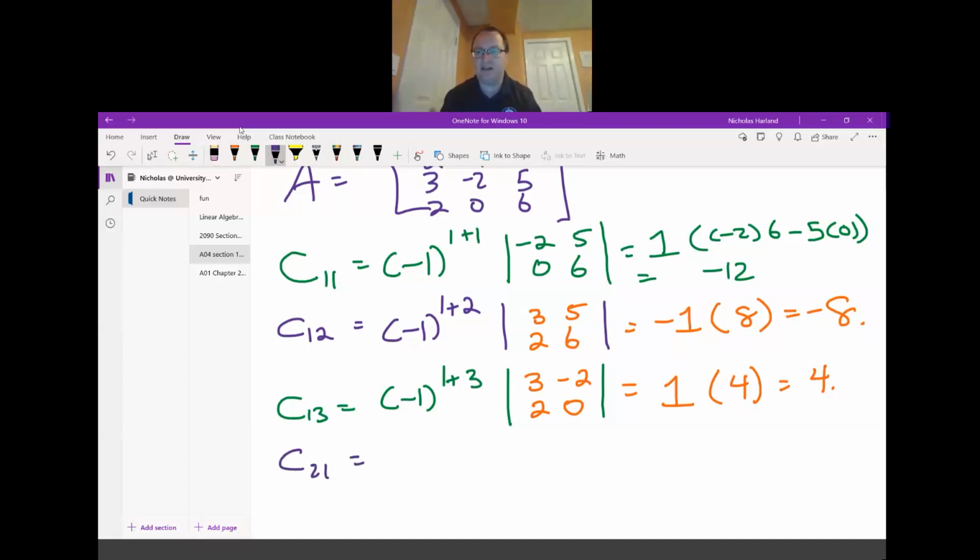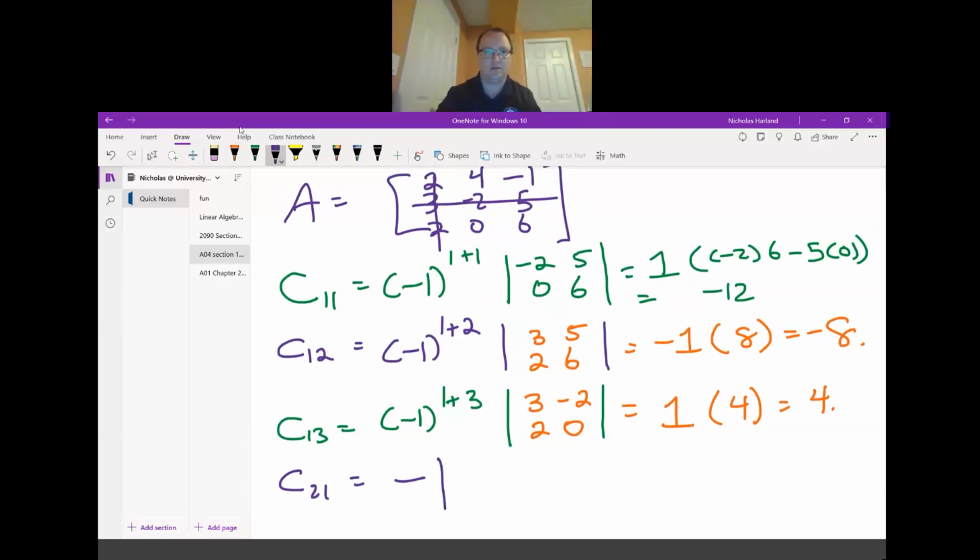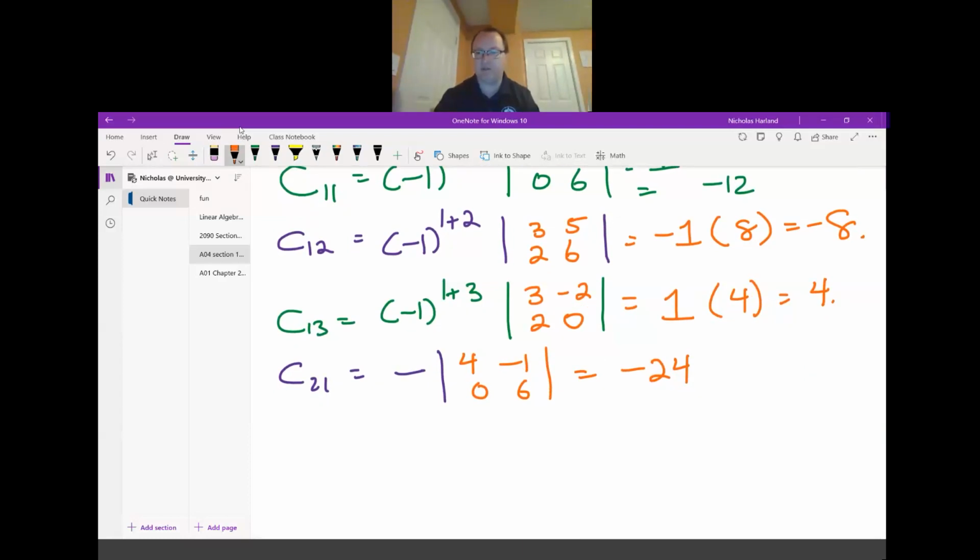So C21, is that going to be plus or minus? That's going to be minus. Now we eliminate row 2, column 1, leaving us with 4, negative 1, 0, 6. So that's going to be negative 24. And I've lost my matrix. Just going to doodle it over here in the corner.